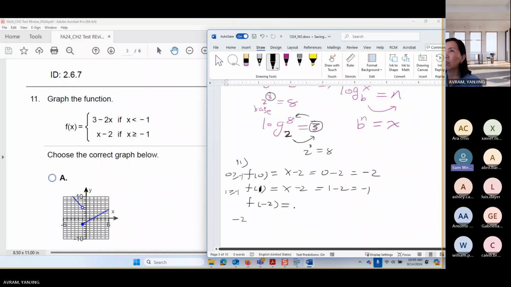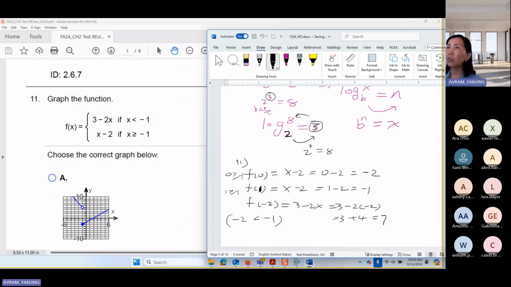You use the first one, because -2 is less than -1. That fits into the domain for this piece. So you use the first piece, 3 minus 2x, and plug in x as -2. Negative becomes positive. So this will be equal to 7. That is the difference in this one right here.